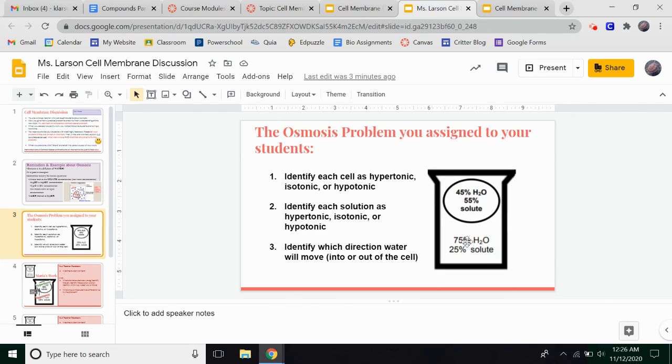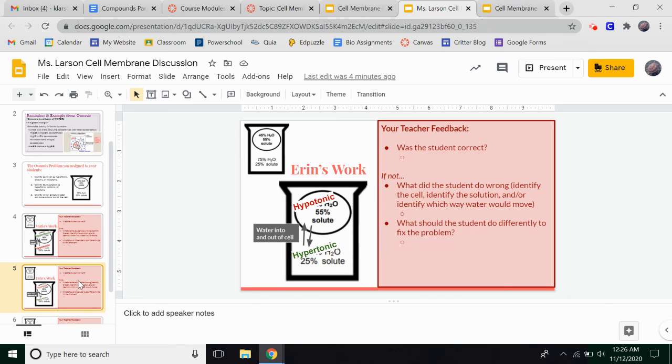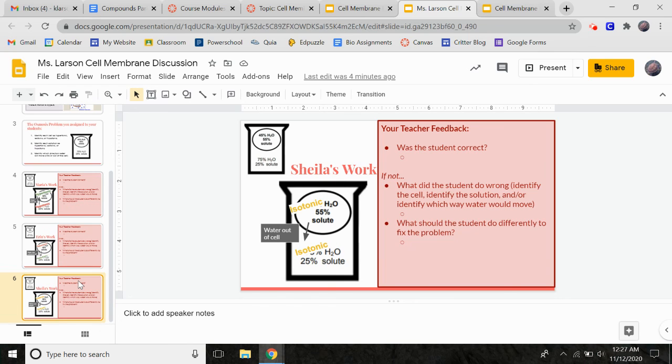You could choose to work this out on your own on some scratch paper and then approach the problems, or you can just look at the problems. This is up to you. You'll look at Maria's work and determine, was Maria correct? If not, you'll answer these questions: what did the student do wrong and what should they do to fix it? Next, you'll look at Aaron's work and Sheila's work. And that's it. When you're done, you will go ahead and share with me or copy the link to put it in the discussion.